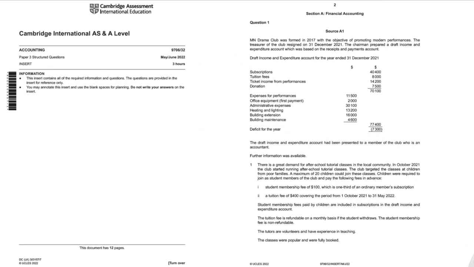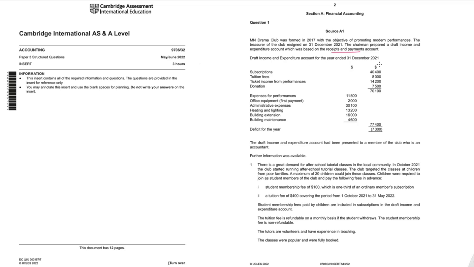Now let's start with paper number 32. Question number 1. MN Drama Club was formed in 2017 with the objective of promoting modern performances. The treasurer of the club resigned on 31st December 2021. The chairman prepared a draft income and expenditure account which was based on the receipt and payment account. So basically the treasurer of the club who has resigned has prepared based on receipts and payments. It means it's prepared on cash basis, not on accrual basis.